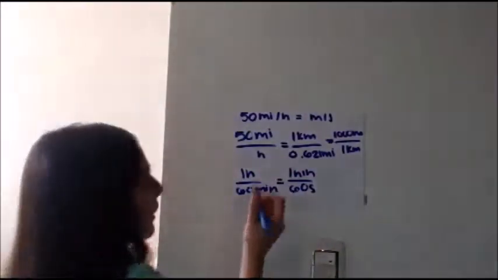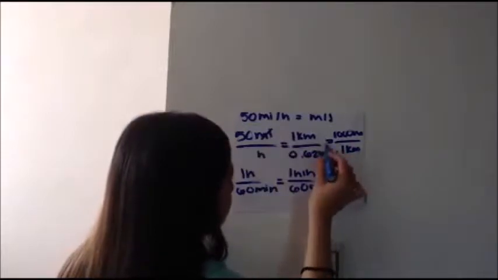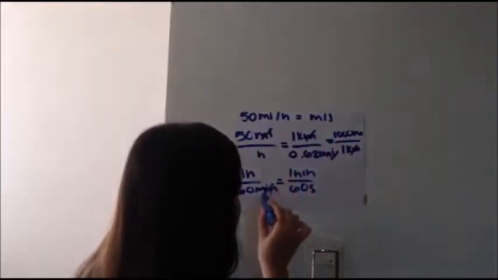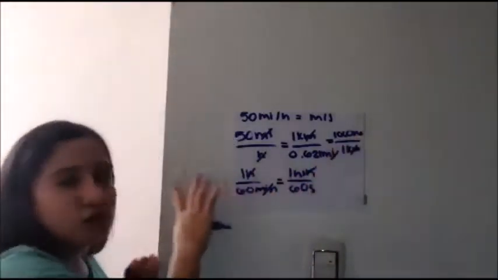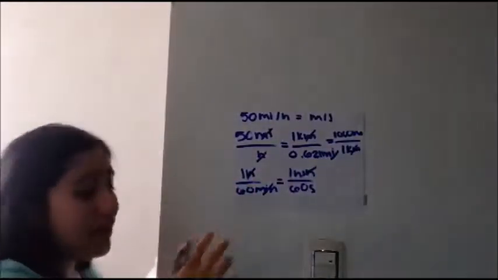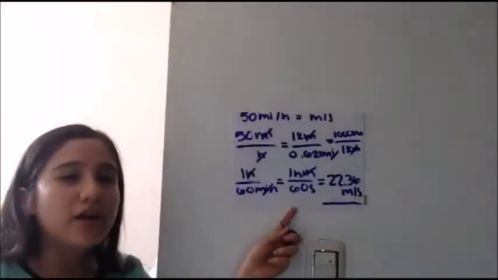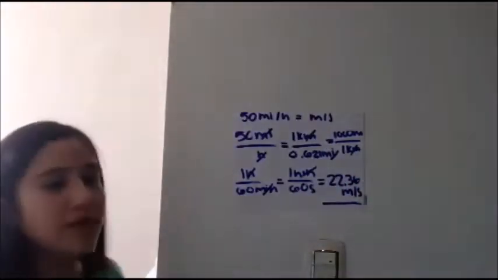Now we cancel miles with miles, kilometers with kilometers. Then we cancel minutes, and hour with hour. Then we have meters and seconds. So we multiply all this and divide it, and the answer will be 22.36 meters over second. And that will be our answer to problem number 2.